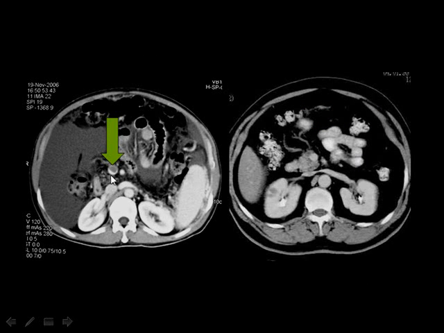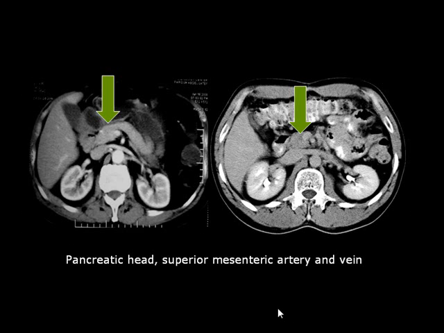This arrow points to the superior mesenteric vein, which shows an internal filling defect denoting thrombosis, and you can easily discriminate the superior mesenteric artery, and the vein should be homogeneously enhancing. And if you see a filling defect inside the vein, you know that this vein is thrombosed, and this explains the presence of marked ascites inside the abdomen.